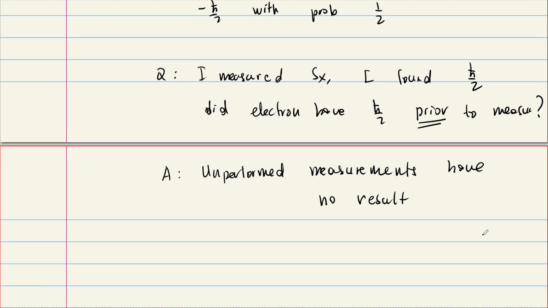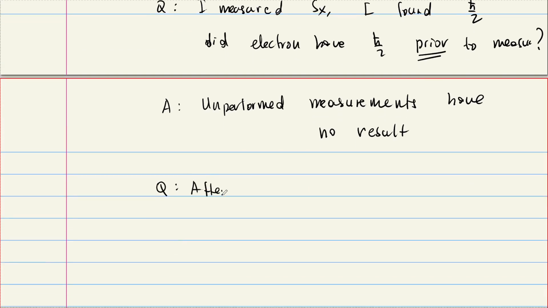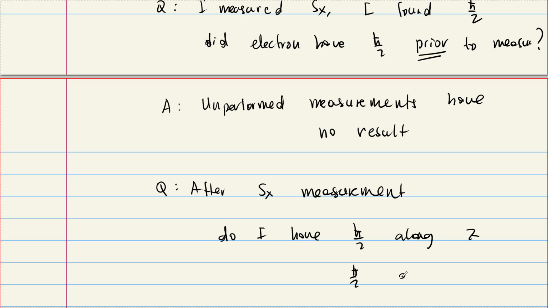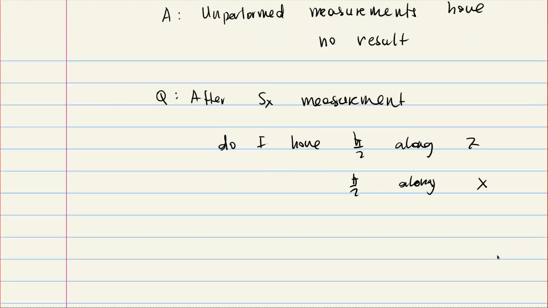Now, I was given h bar over 2 in z direction. I measured x direction, and I found h bar over 2. Previously, it was h bar over 2 in the z direction. Now, after my measurement, it's h bar over 2 in x direction. Does it mean that I know both z direction and x direction simultaneously? Because it was given, and I did additional measurements. What do we say to that? So, last question: after Sx measurement, do I have h bar over 2 along z and h bar over 2 along x? What do we say?